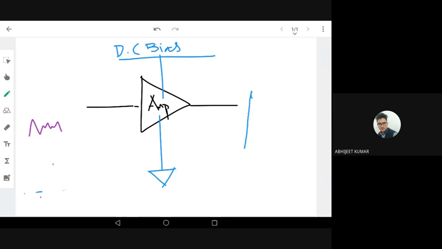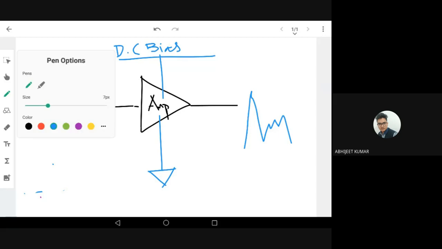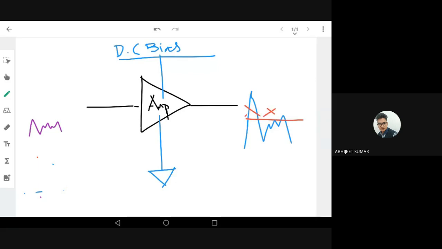I'm expecting something like this. But sometimes some clipping happens. What is clipping? My signal may get distorted like this. The top portion of the signal may not get to the output. This is called clipping. This is something I don't want. Sometimes the bottom portion may be clipped. So these are all the problems that happen.